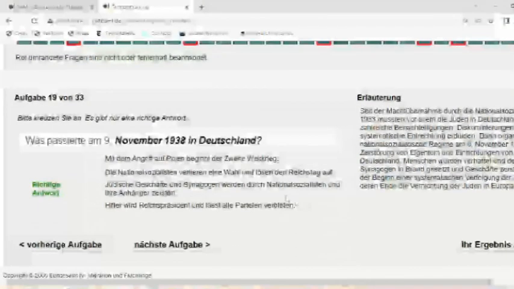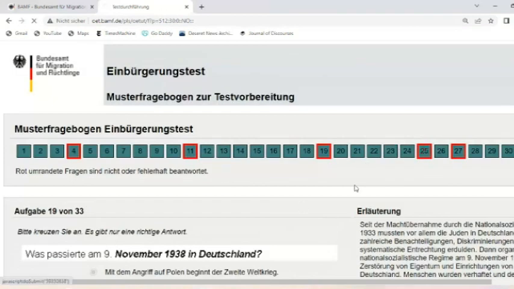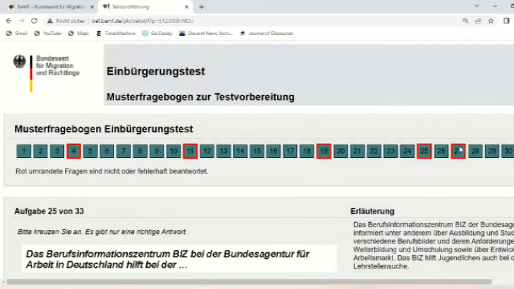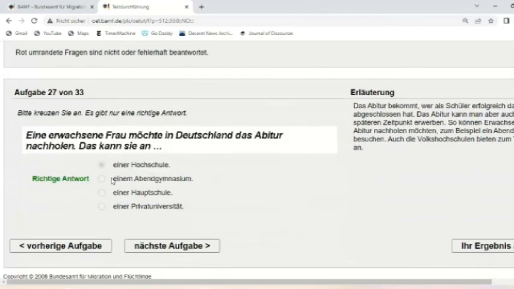This was the one I knew I got wrong. I'm sure several of you were yelling at the screen. 9 November 1938 was Kristallnacht. Sorry, everybody. And the one about the Career Information Center helps find teaching jobs, not retirement. Oh, you can't get your high school equivalency at a college, but in an evening high school. Oops.